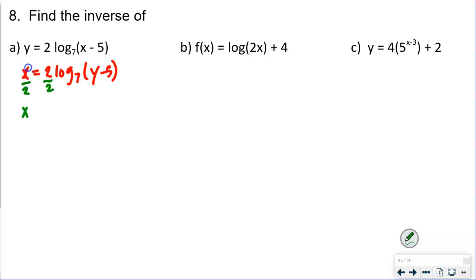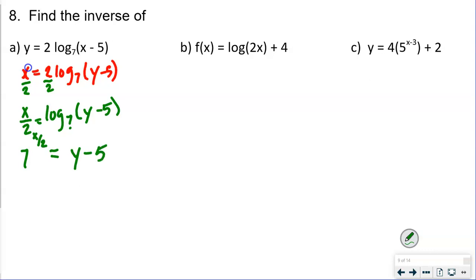So that's going to give me x over 2 equals log base 7 of y minus 5. Now I'm going to put it in exponential form. Remember, our base is our base. So we're going to take this right here, 7, and we're going to take it to that power, the x over 2 power. That's going to give us y minus 5.